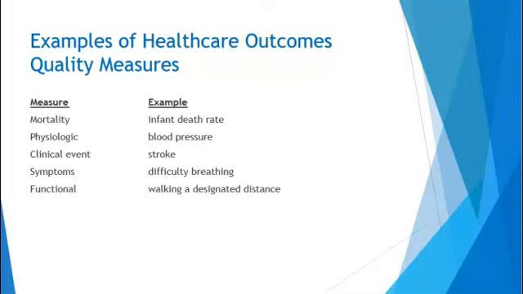So, some examples of healthcare outcomes, quality measures. We have mortality, physiologic, clinical events, symptoms, and functional. And we have an example of those listed next to it. For mortality, it would be like infant death rates. Physiologic would be blood pressure. Clinical events would be strokes, then difficulty breathing, and then walking a designated distance.